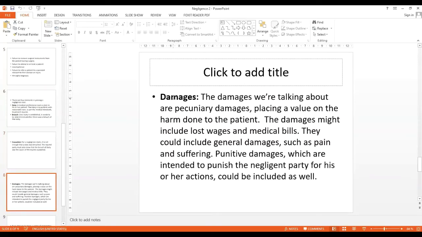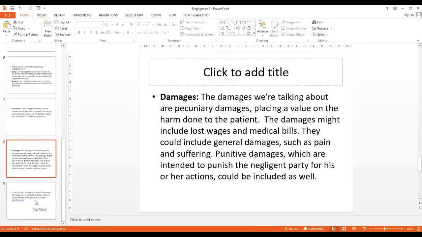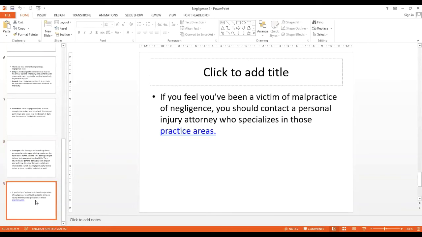The damages we are talking about are pecuniary damages, placing a value on the harm done to the patient. The damages might include lost wages and medical bills. They could include general damages such as pain and suffering. Punitive damages, which are intended to punish the negligent party for his or her actions, could be included as well. So here we are studying the 4 Ds, which come under the heading of medical negligence.